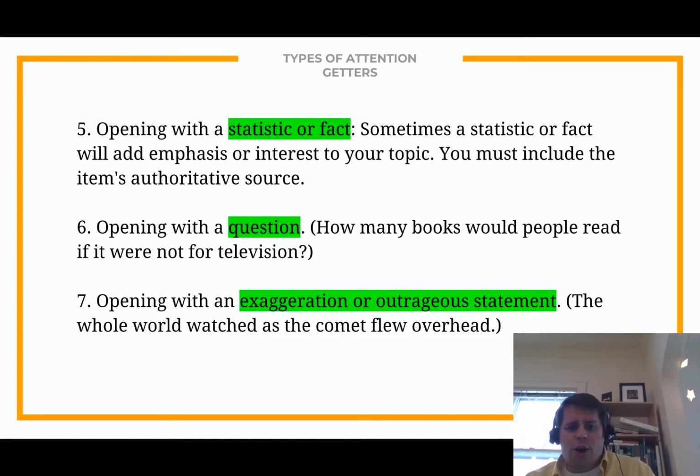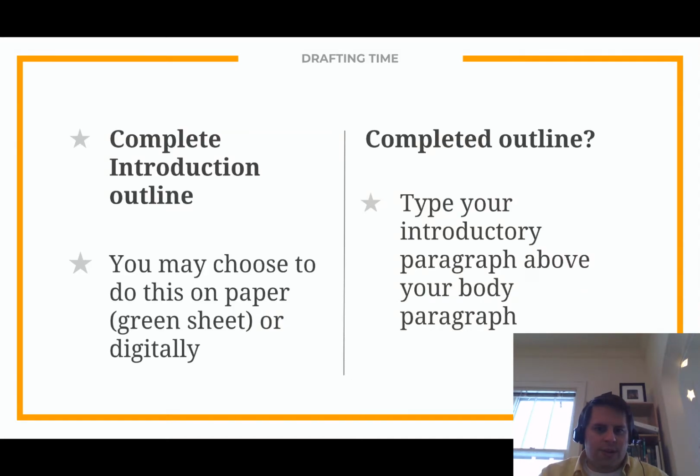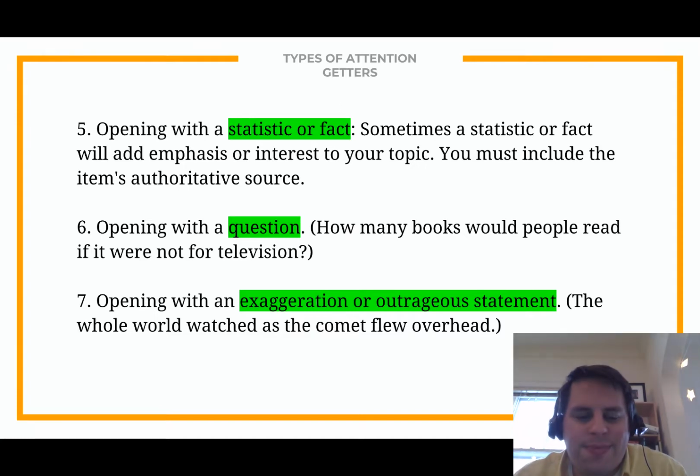Number 7, open with an exaggeration or an outrageous statement. Here's an example. The whole world watched as the comet flew overhead. Now, I'm not sure exactly what you might put for this one on your essay about culture, but it's some food for thought. Maybe it's an option for you if you can think of something that would be appropriate for this essay, an exaggeration or an outrageous statement. So those are your types of attention getters. And today, you're going to start with that on your outline.